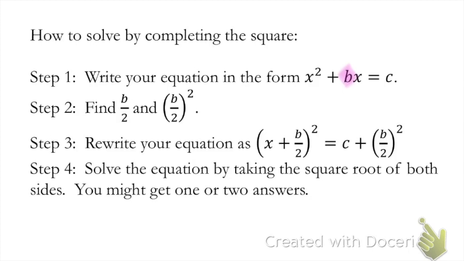Step 3 is to rewrite your equation in this form, so x plus b over 2 squared, and then equals c plus b over 2 squared. Step 4 is to solve your equation by taking the square root of both sides. We might get one solution or we might get two.